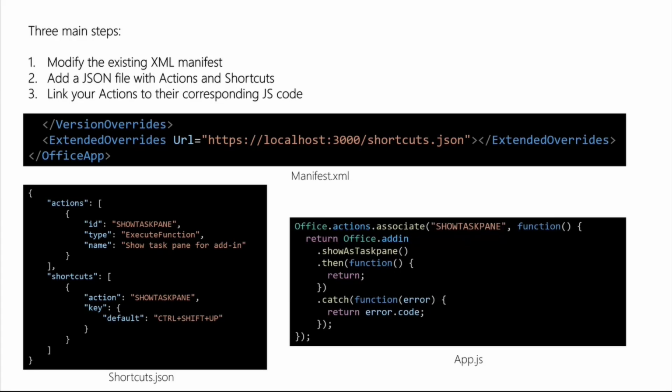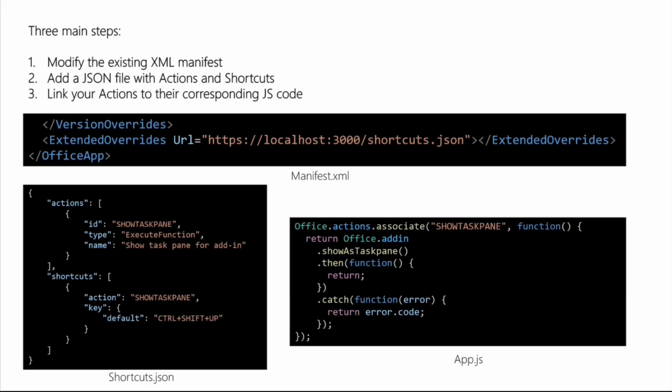So now that I have in that JSON file a list of the actions and the shortcuts I want to invoke, the example here, as you can see, is a show task pane. If I'm looking at that JSON file, you'll notice that the action is show task pane. I have a name for that action, which says it shows the task pane for the add-in.